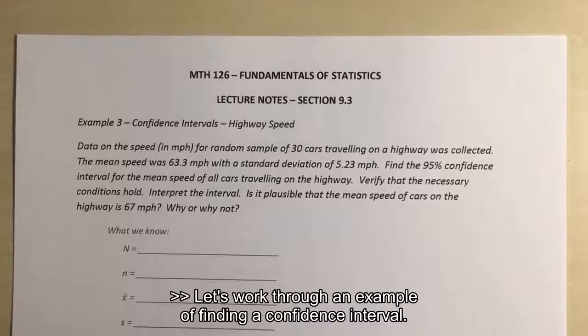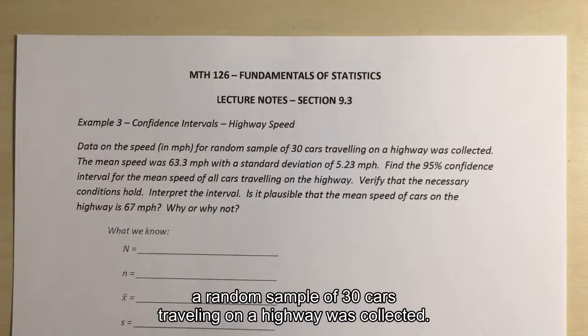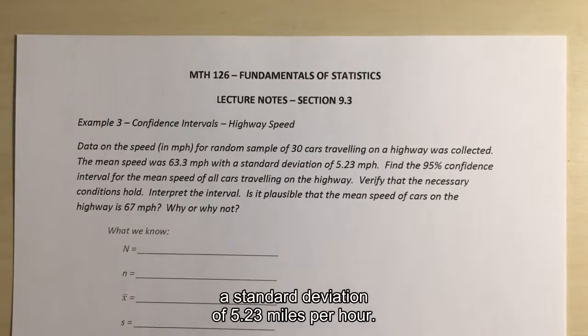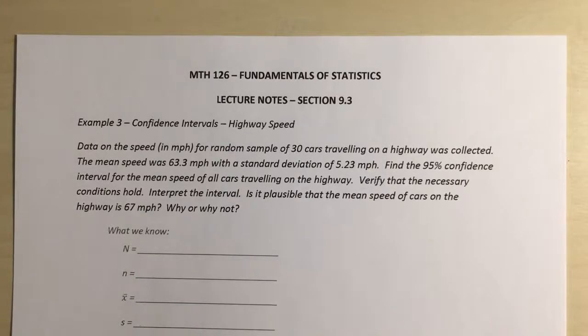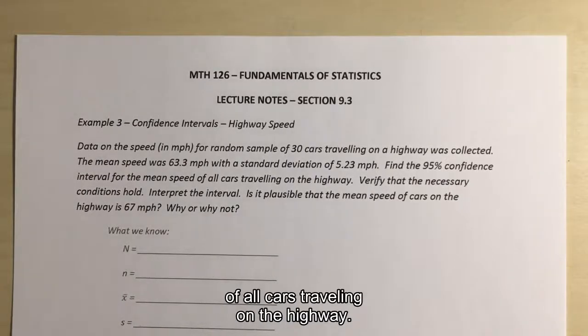All right, so let's work through an example of finding a confidence interval. Data on the speed in miles per hour for a random sample of 30 cars traveling on a highway was collected. The mean speed was 63.3 miles per hour with a standard deviation of 5.23 miles per hour. Find the 95% confidence interval for the mean speed of all cars traveling on the highway.